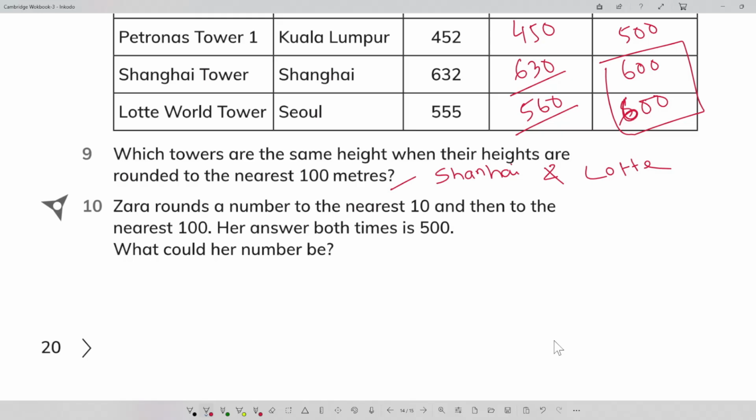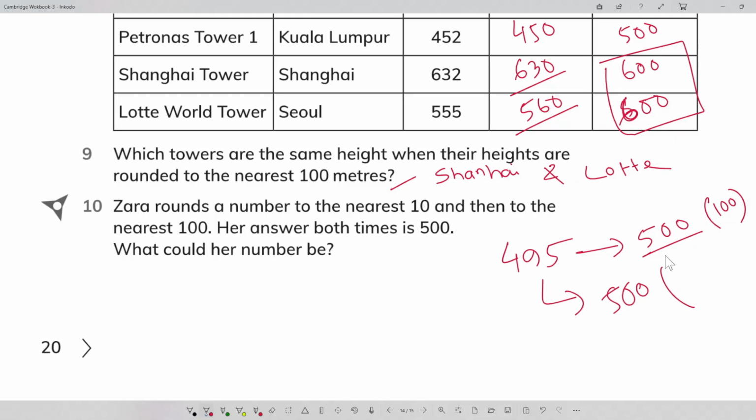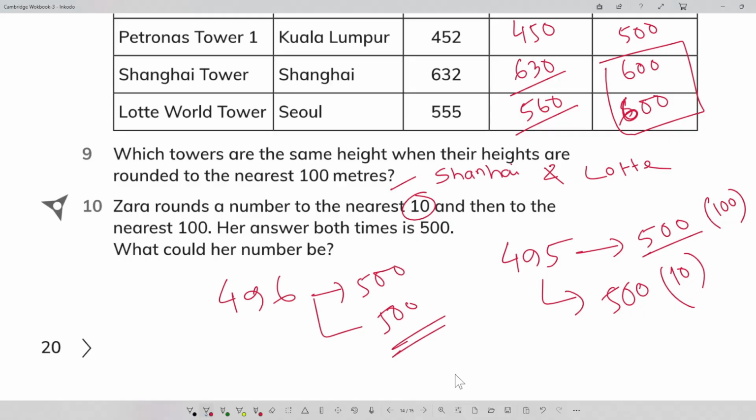So we can say, like, suppose 495: its nearest 10 is 500 and nearest 100 is 500. And 495 to the nearest 100 is similarly 500 again. If you consider the nearest 10, it is also 500. Okay, so lots of answers you can write, like 496: also 500 to the nearest 100 and 500 to the nearest 10. So it's a nice question.